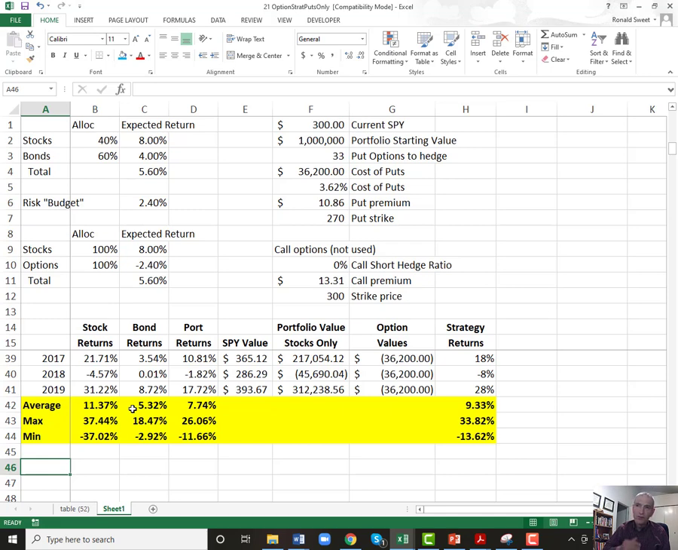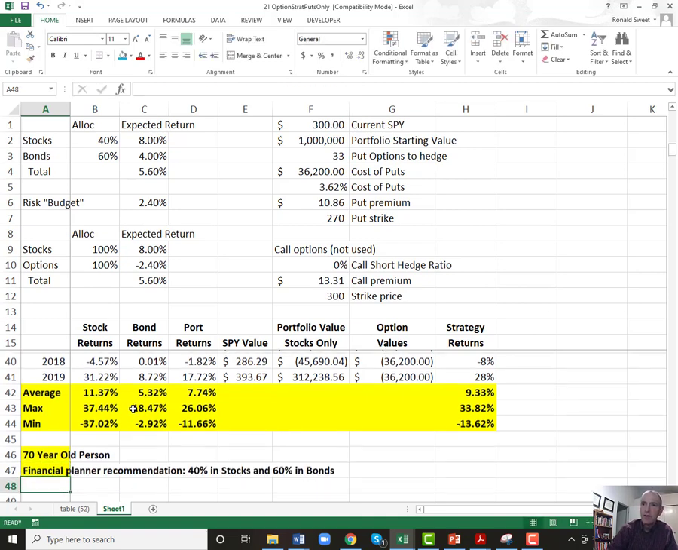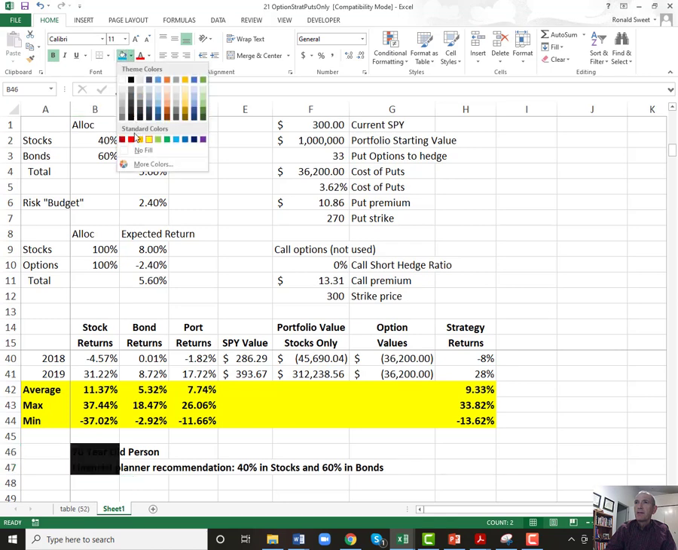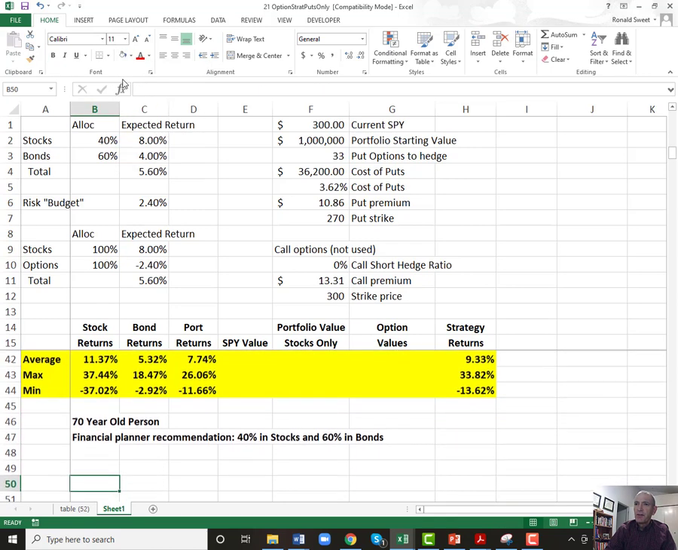So what I want to do, and this is really, really important, let's say this is a 70-year-old person, and their financial planner recommended 40% in stocks and 60% in bonds. Very, very conservative portfolio. And so there you have it. There's their portfolio.